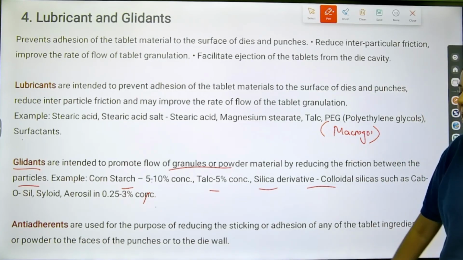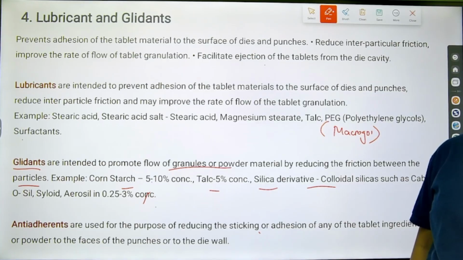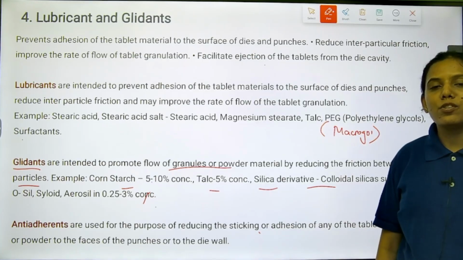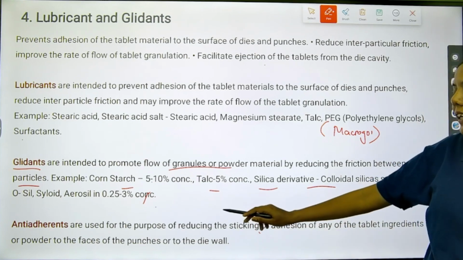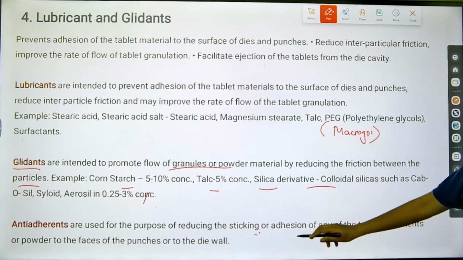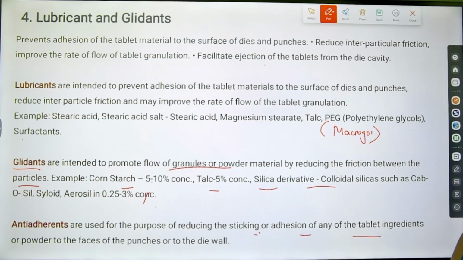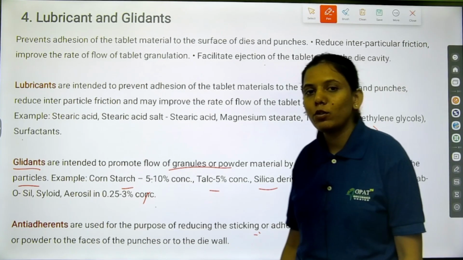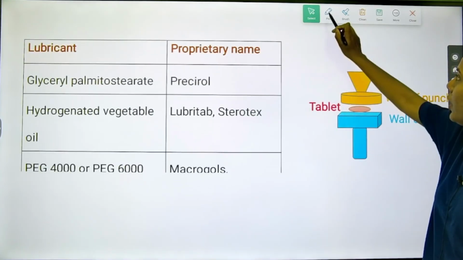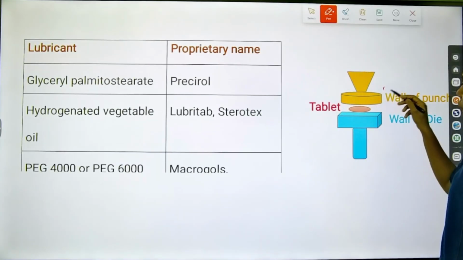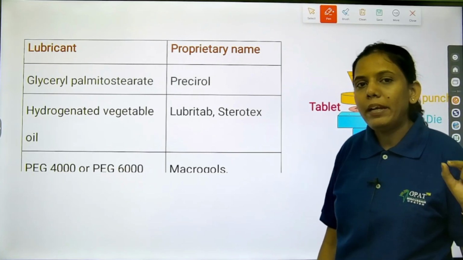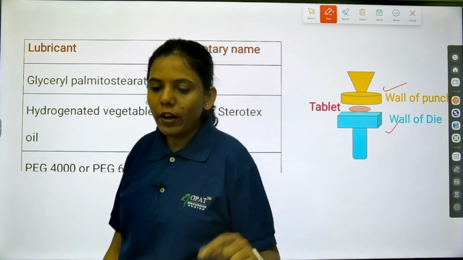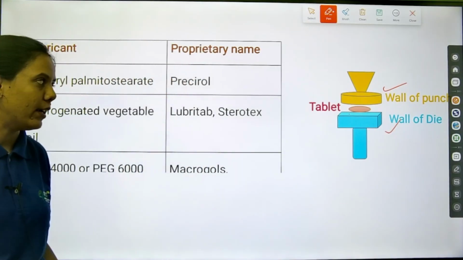Next is anti-adherents. Anti-adherents and lubricants are quite similar in that they reduce the friction between tablet material and the machinery part. So anti-adherents are used for the purpose of reducing the sticking or adhesion of any tablet ingredient or powder to the faces of punches or to the die wall. It is quite similar to the lubricants. So here you can see this is the wall of a punch, this is the wall of a die, this is your tablet. So if you feel the tablet is sticking to the die wall or it is sticking to the punches, you can go for the lubricants.